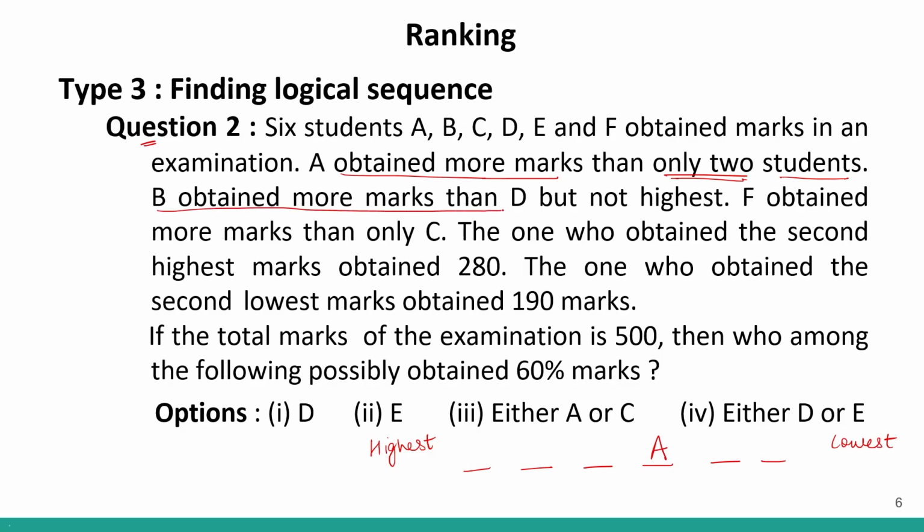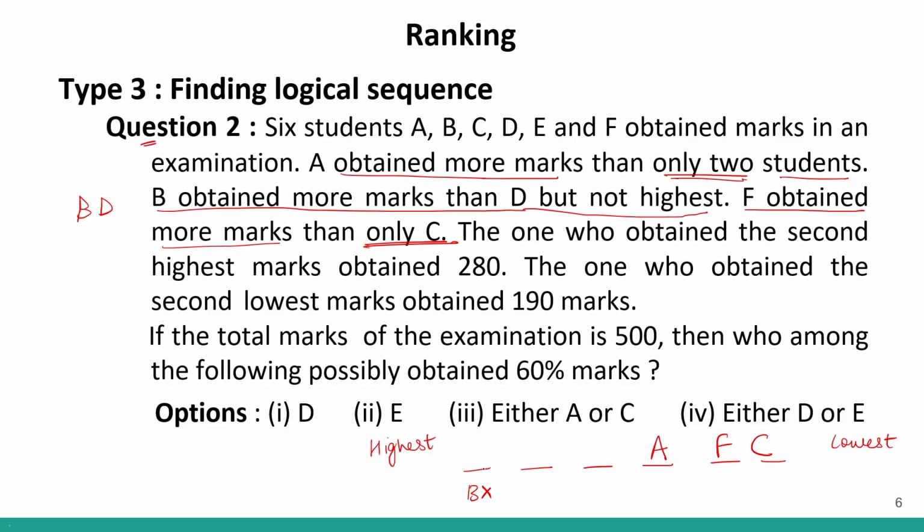B has obtained more marks than D, but not the highest. So B has obtained more marks than D. We will save this information, but B will not come here because B has not scored the highest. F has obtained more marks than only C. So F will be over here and C will be over here. So F has obtained more marks than C.